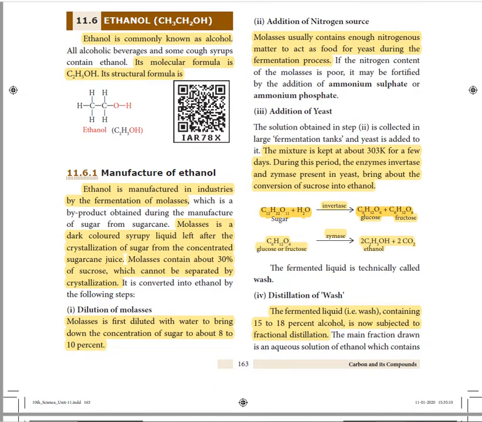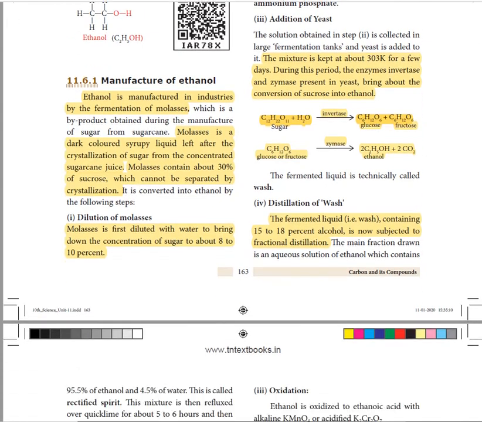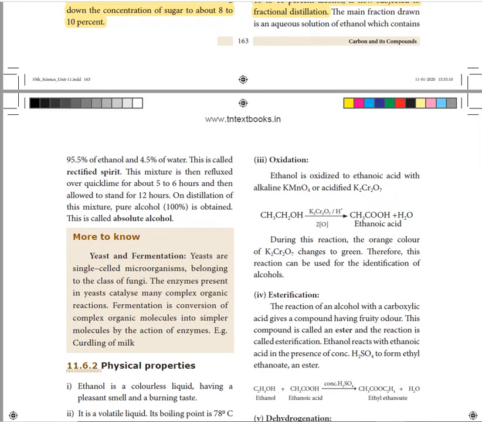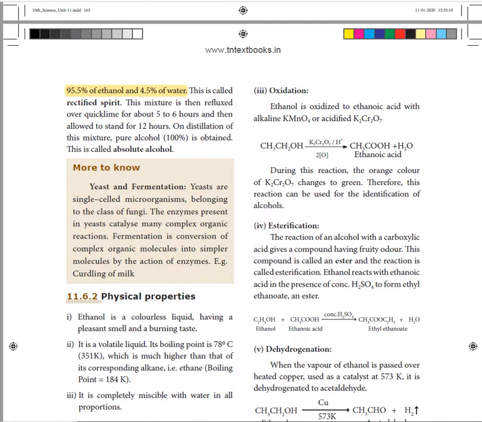Fractional distillation, called binna kaichi vadithal in Tamil. The main fraction drawn is an aqueous solution of ethanol which contains 95.5% of ethanol and 4.5% of water. This is called rectified spirit. This mixture is then refluxed, that means condensed, over quicklime for about 5 to 6 hours and then allowed to remain for 12 hours. On distillation of this mixture, we get 100% pure alcohol, otherwise known as absolute alcohol.